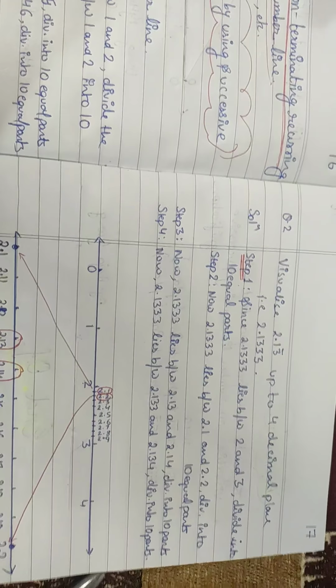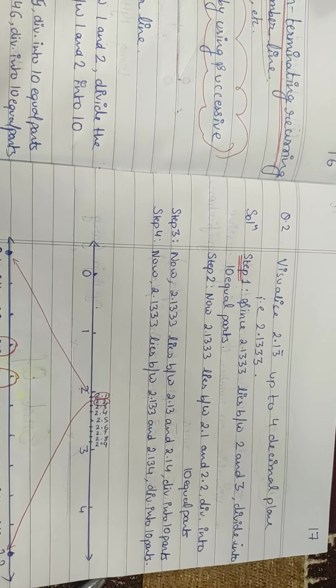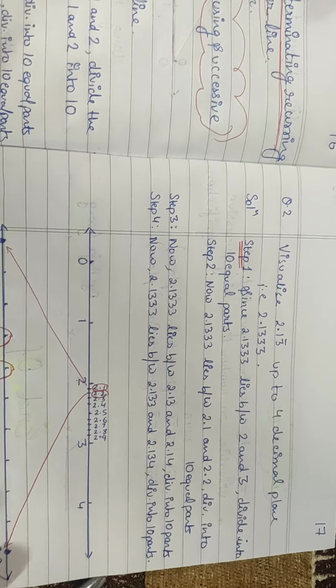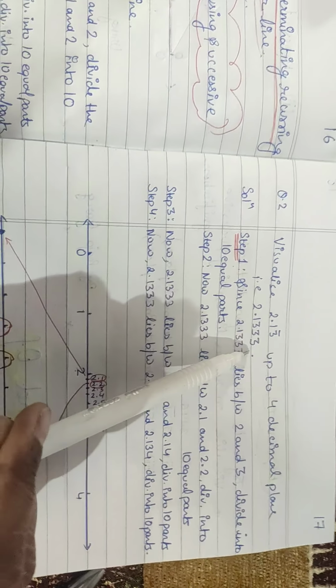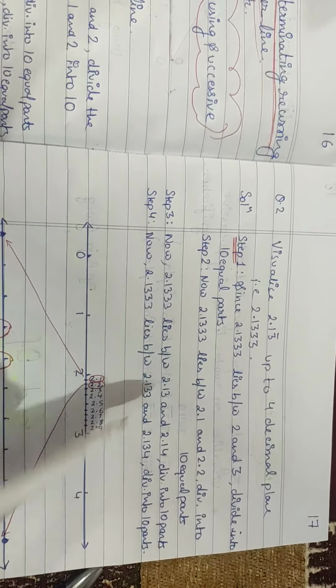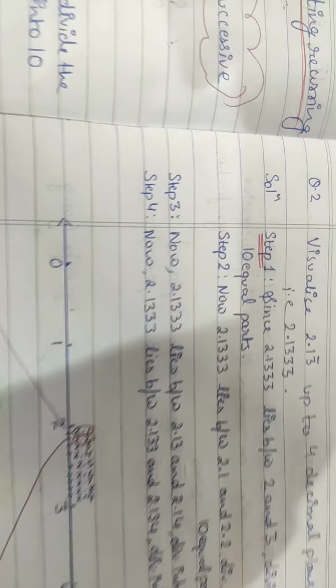Same way I have one more example. Visualization of 2.13 bar, with the bar on 3, up to 4 decimal places. 4 decimal places means what? 2.1333. And with the same steps I am going to represent this on a number line. So have a look step by step.